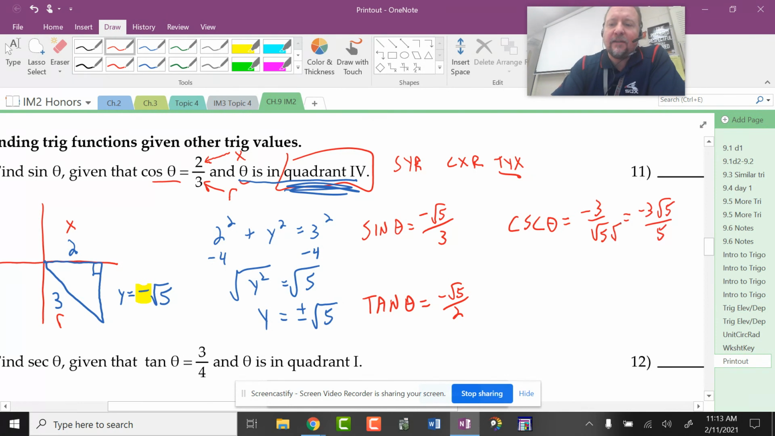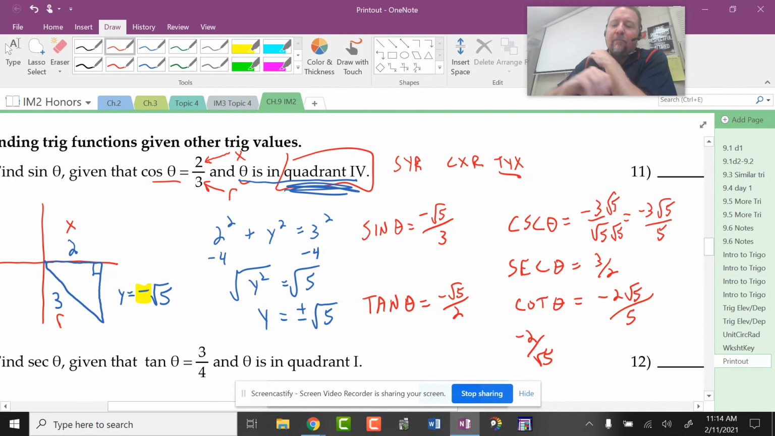I hope you're good with rationalizing. You just multiply top and bottom by root 5. That's why we spent a little bit of time on that in the first semester with fractional stuff. Secant's easy. It's just the flip of cosine, which was given. Cosine's 2/3, so secant's 3/2. And then I flip tan to get cotan: -2 root 5 over 5. I rationalized real fast. It's -2 over root 5, and then multiply top and bottom by root 5. Do notice that we never found the angle measure. We don't even know what that angle measure is, and it's not a special 30, 60, 90 or 45, 45, 90.